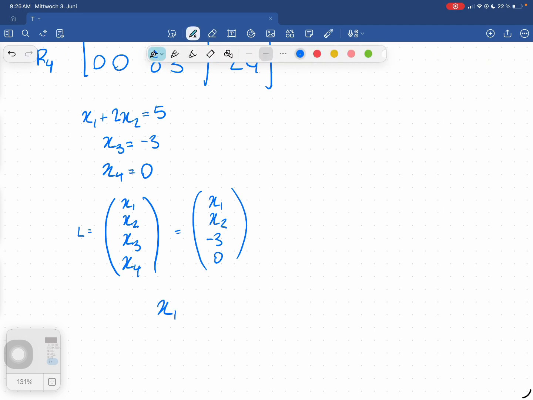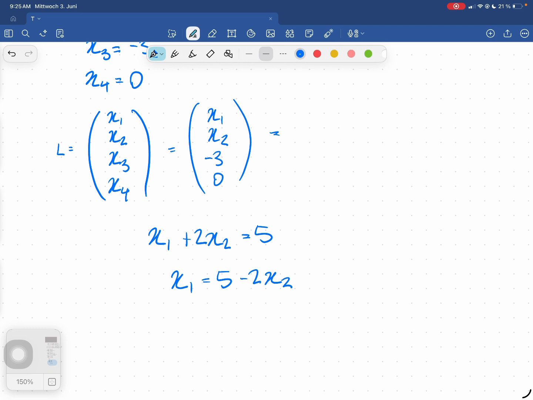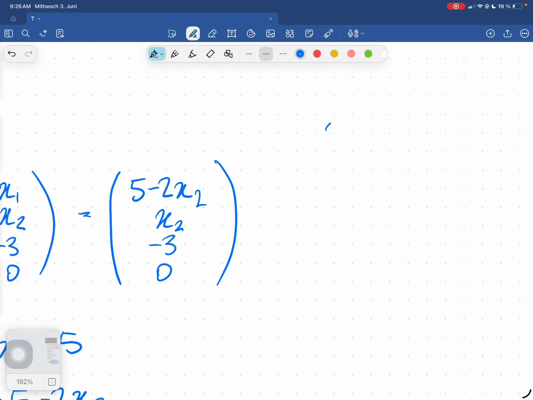Let's look at the equation x1 plus 2x2 equals 5 again. And let's have x1 in terms of x2. So now let's replace x1 with 5 minus 2x2. Now as we can see, the value of x1 actually depends on x2, and the value of x2 depends on x1, which we want. Instead of writing x2, let's have x2 equal lambda. This gives us 5 minus 2 lambda, lambda, negative 3, and 0.